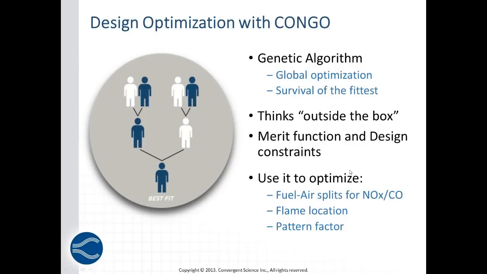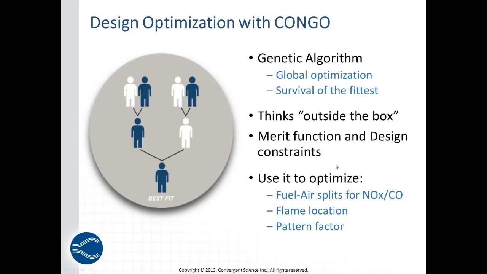Another thing that I'll touch on just before we close is an optimization approach that we have within CONVERGE, a tool called CONGO. It's a genetic algorithm, and essentially what it does is it helps you do a design of experiments, and it does it automatically. So it kind of helps you think outside the box and dream up or identify certain ranges of variables. By identifying merit functions and design constraints, it tries to optimize what these merit functions are within those constraints.